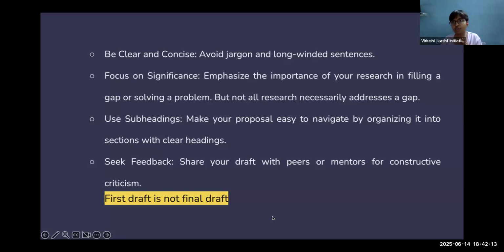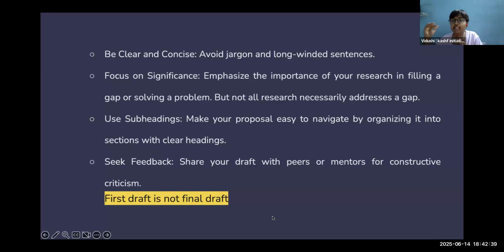Focus on the significance of your research. Now, emphasize the importance. As we were talking about the literature review, it's important that you find a gap. When you find a gap, that my work is going to contribute in so and so ways, just emphasize that in your research a lot. Maybe in the section on introduction also, there could be a line on significance.